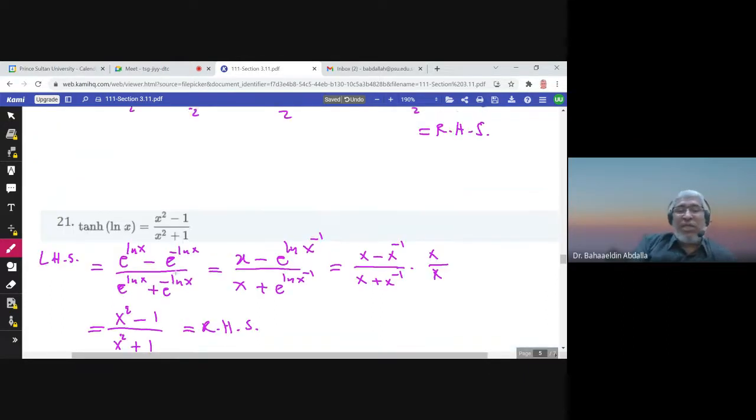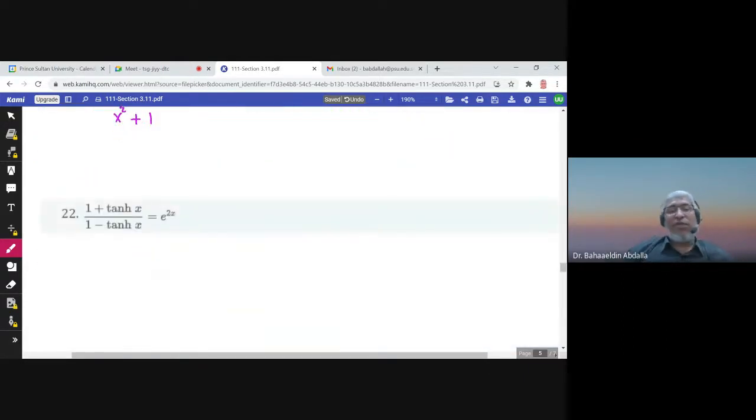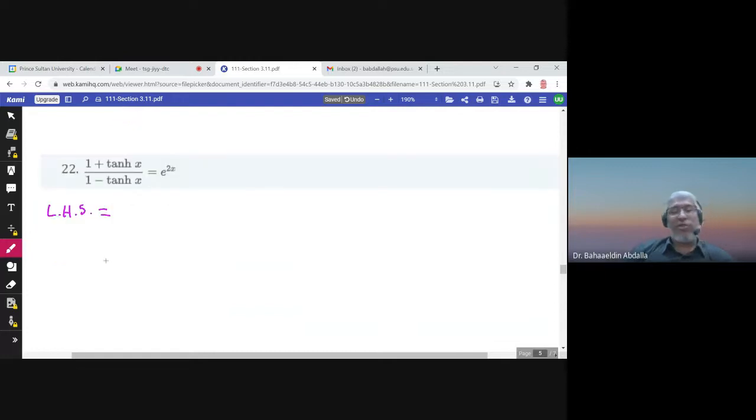So all of these identities are easy. Just write the definition and simplify. Here again, the left-hand side, we start by it because we can work with it.